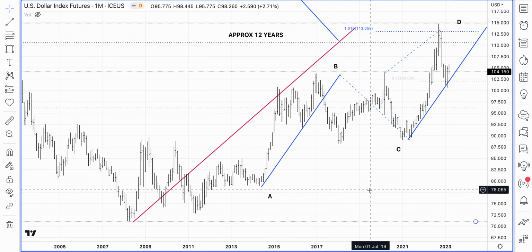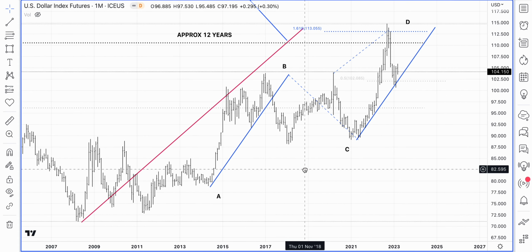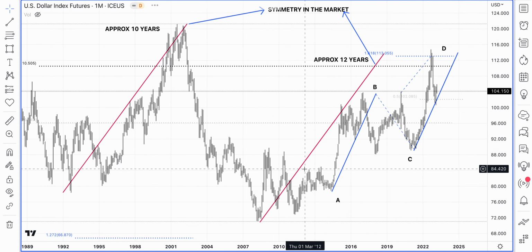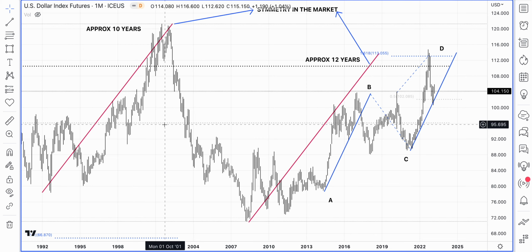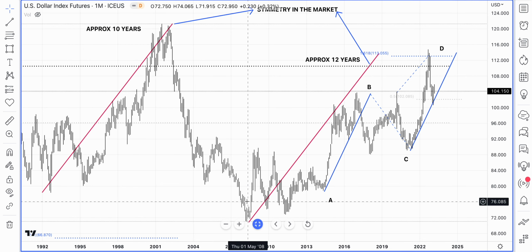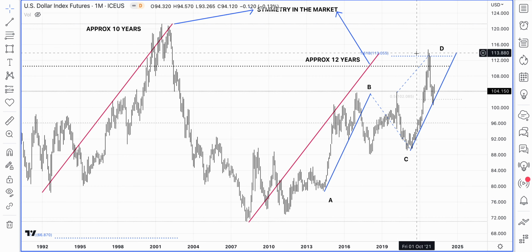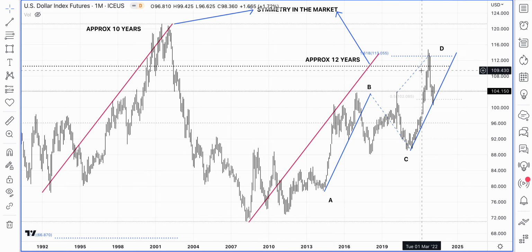I've done a video entirely on it explaining what it is, but in a nutshell, if you look at the dollar's move going back to August of 92 till the highs sometime in 2001, it took about 10 years, and then we have a similar move from around early 2008, about 12 years, and the move is symmetric.